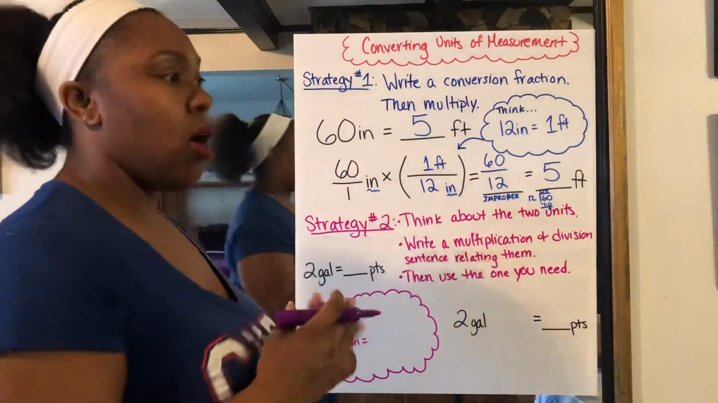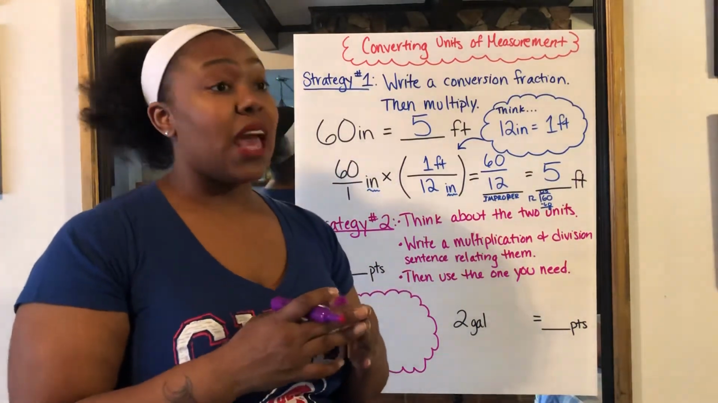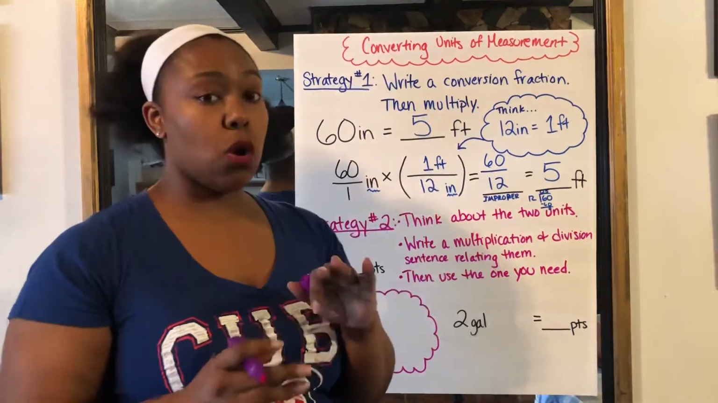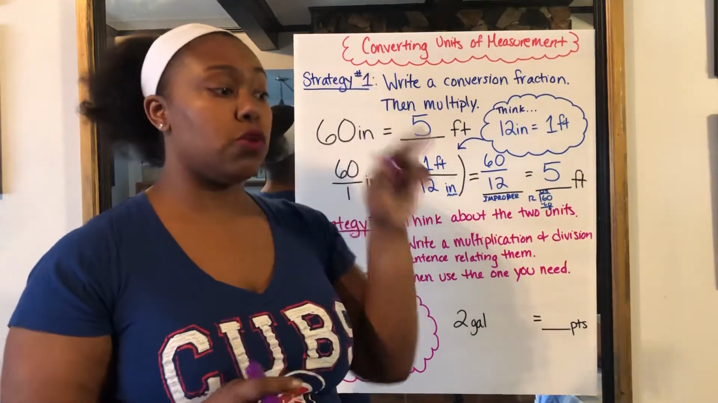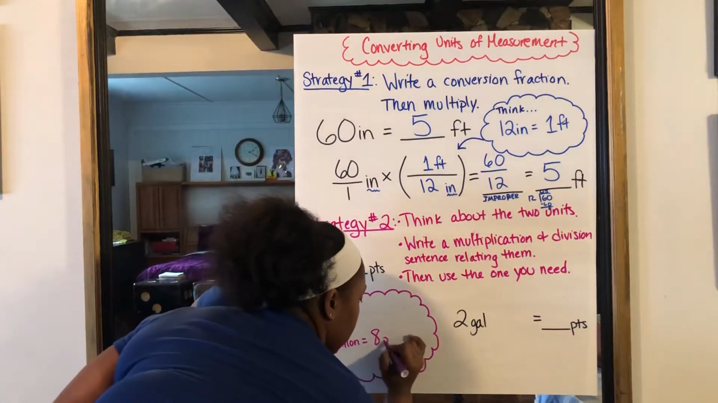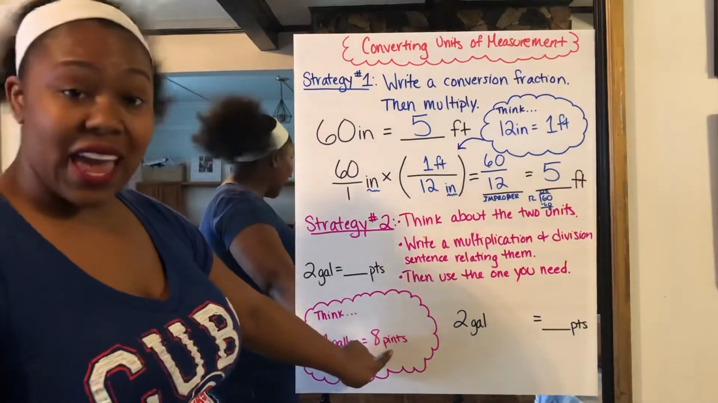equals how many pints? Okay, I know that 1 gallon has 4 quarts, and I know that each quart has 2 pints. So if each of those 4 quarts has 2 pints each, that's 2, 4, 6, 8. 8 pints. Okay, 1 gallon equals 8 pints.